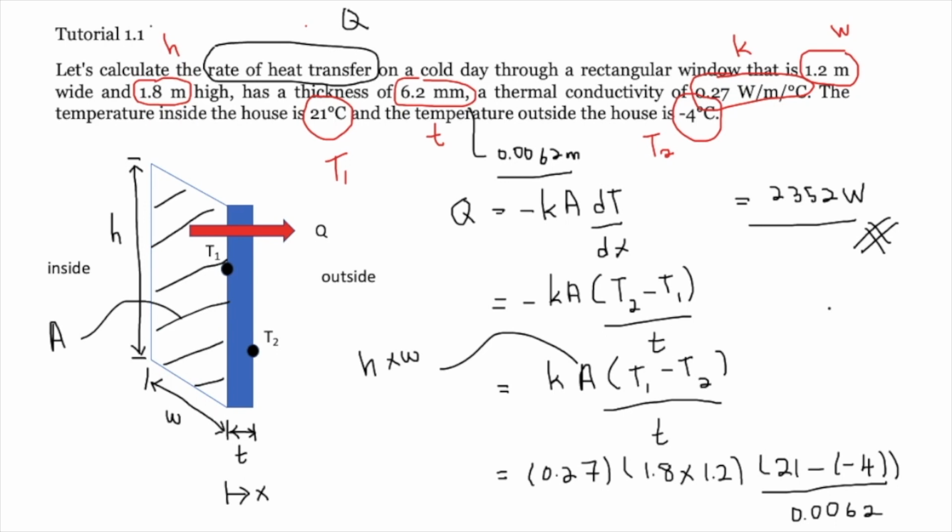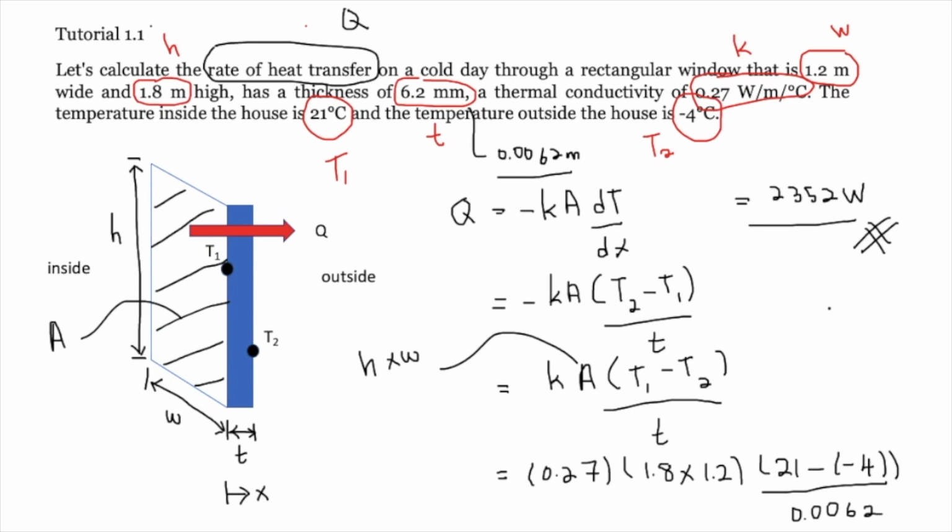Notice I use small t as the thickness, but most of the time it depends on you how you want to represent the thickness symbol. You can use L as well for the thickness. It is up to you, but you need to ensure that you know which one is the height, which one is the width, and the thickness of the wall.